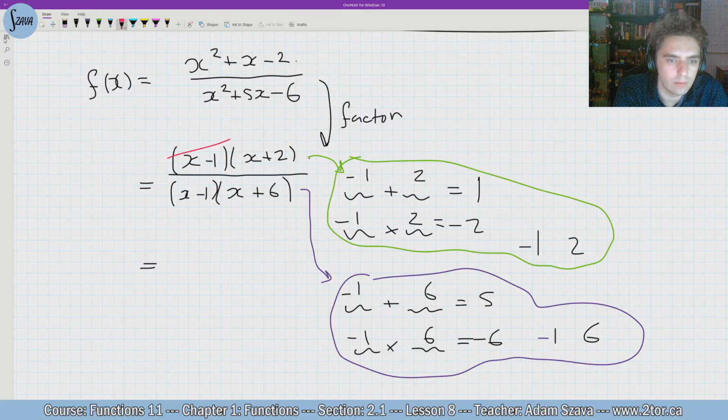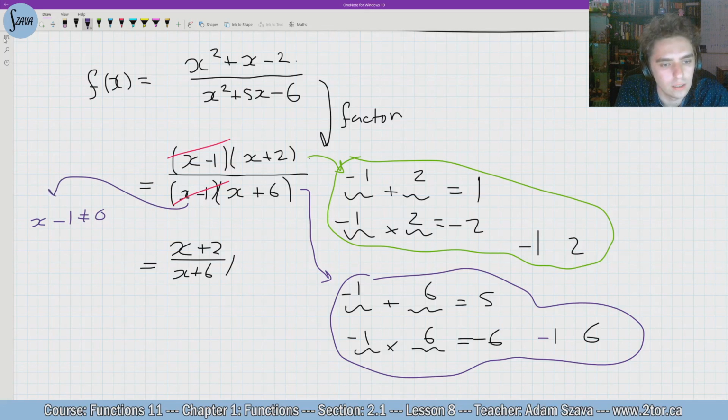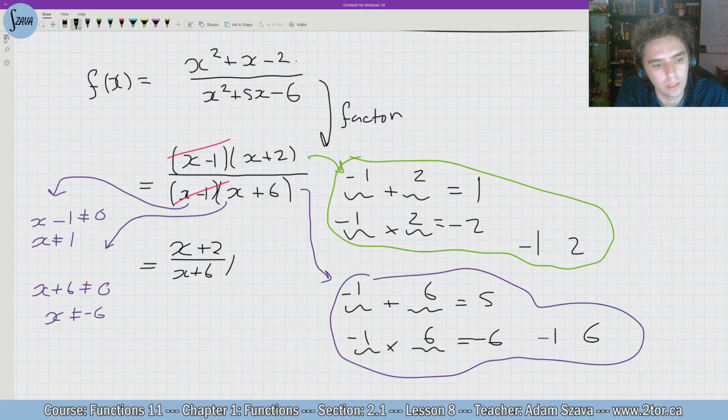Next, we can cancel whatever we can cancel, and we're left with x plus 2 over x plus 6, but we have to incorporate the restrictions. So what were the restrictions on this original one here? Well, x minus 1 cannot equal 0, first factor. And the other restriction is that x plus 6 cannot equal 0. So what actual x values is that? Well, x cannot equal 1, and x cannot equal negative 6. Those are the exact restrictions that we want to put here. X cannot equal 1, and x cannot equal negative 6. And there we have it.